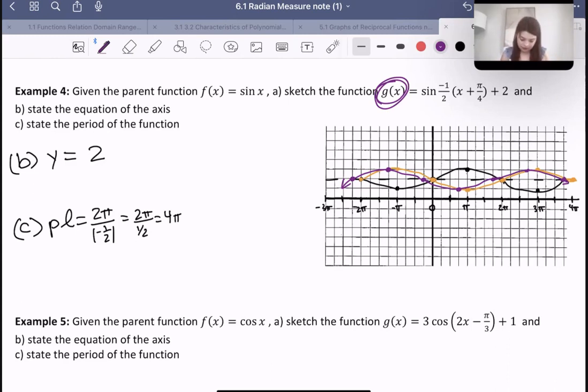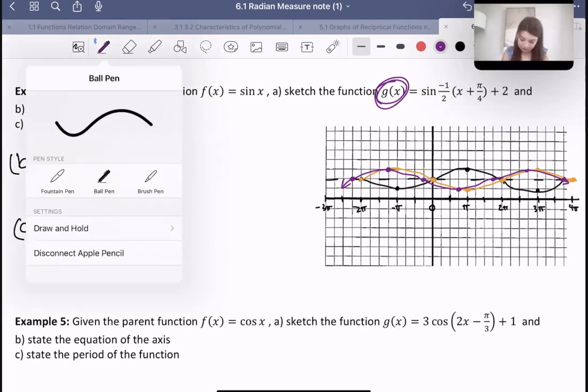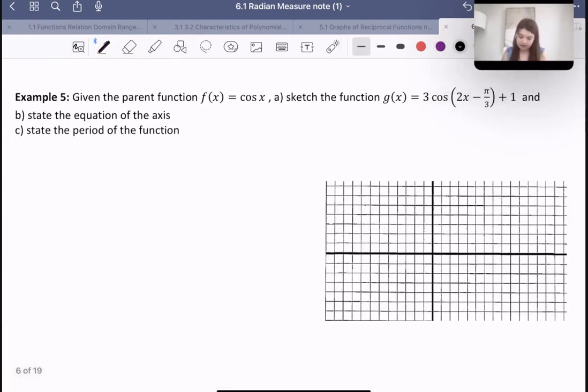Let's do example 5 as our last example for today, because I know this is getting kind of long. Okay, we'll be done soon after example 5, I promise.